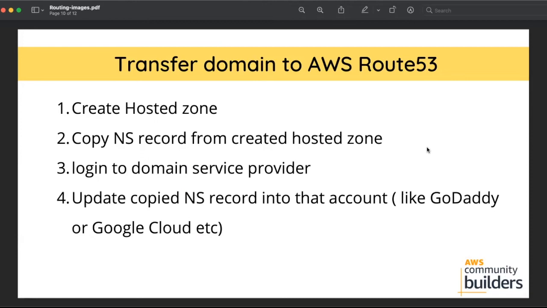It can be any provider when you're updating the record type, either GoDaddy, Google Cloud, Bluehost, or Domain.com. It depends upon which domain provider you are using. After updating, it may take some time, like 48 to 72 hours, depending on the propagation and how fast the ISP resolves that particular domain.